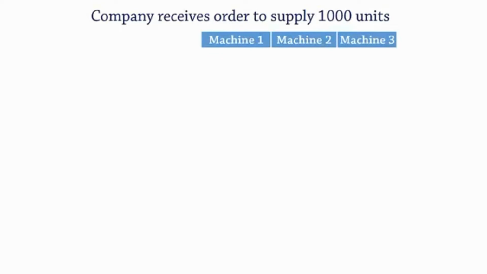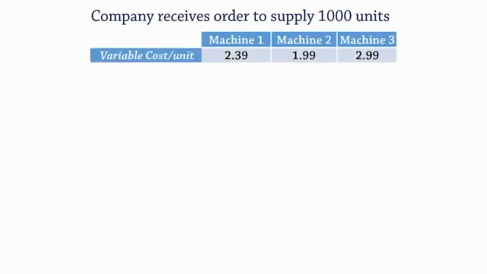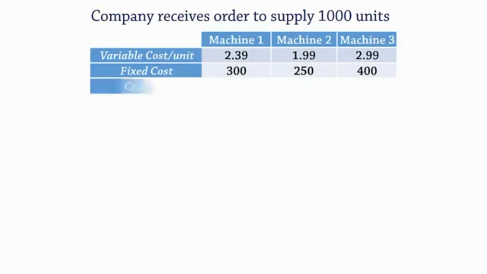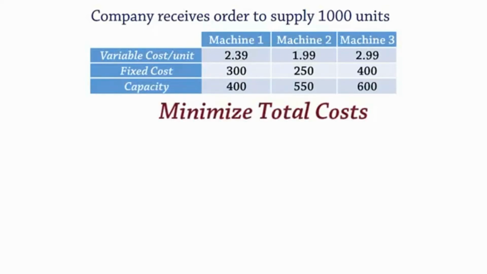The company has 3 machines that can be used to produce the product. Here are the variable costs per unit produced from each machine, here are the fixed costs, and here are the machine's capacities. Our objective is to minimize total costs. We're going to need 2 types of decision variables in this case. One set for the number of units produced from each machine, and because of the fixed costs, another to indicate whether a machine is being used or not.